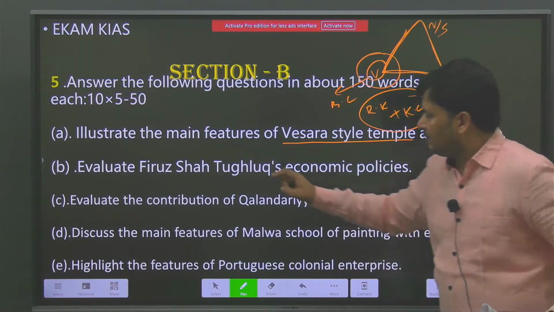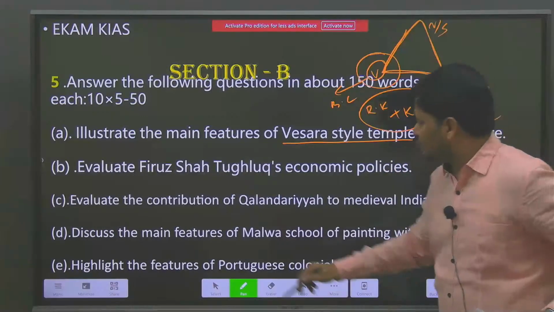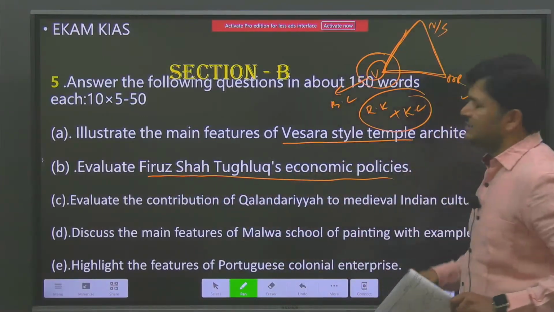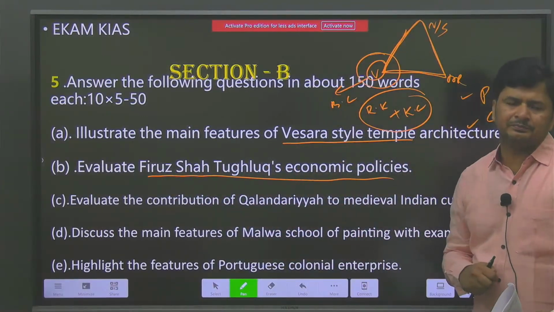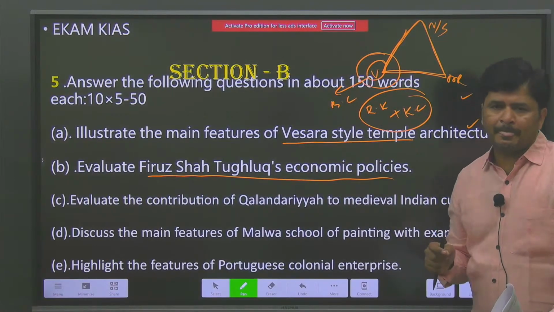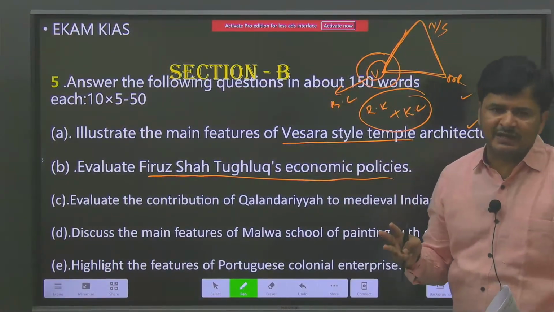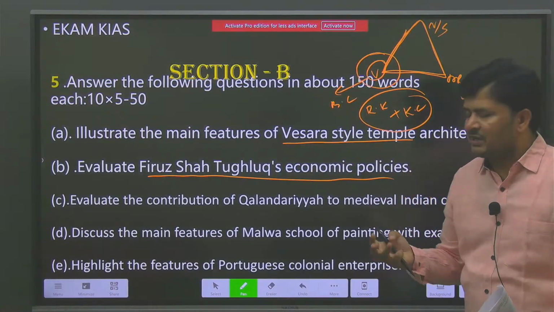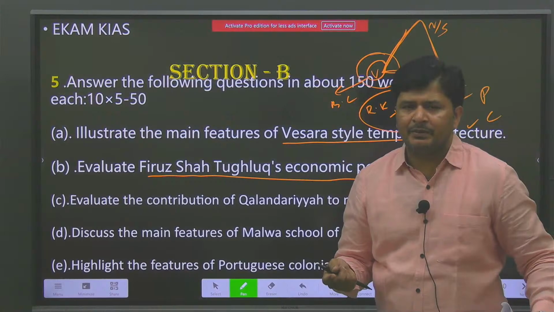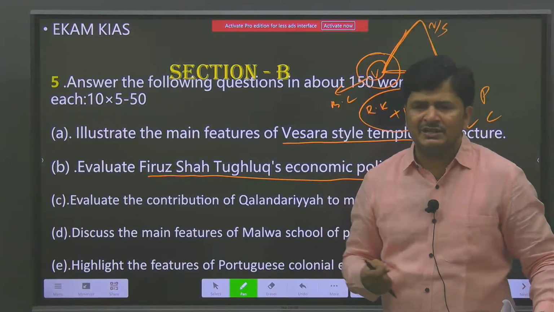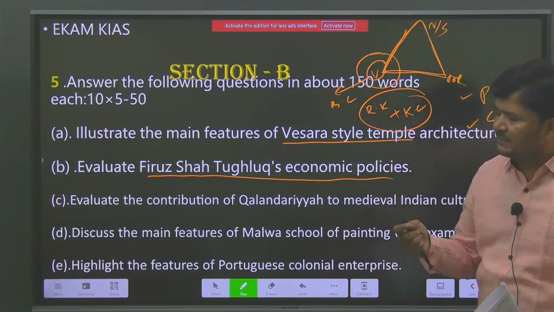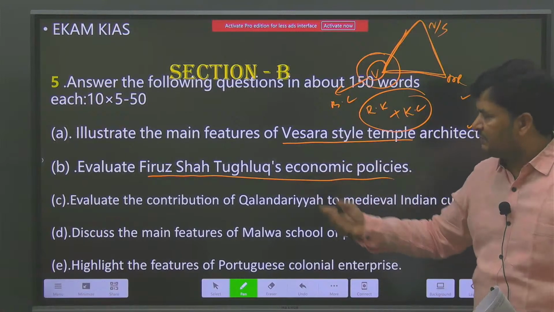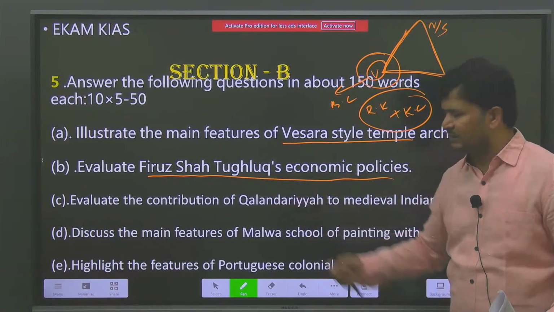Right? Second one, evaluate Firoz Shah Tughlaq's economic policies. This is another direct question. So we expected questions from three political personalities of Delhi Sultanate, as I was telling on this day. Yes, three political personalities. One by name Alauddin Khilji from Khilji dynasty, Delhi Sultanate, and second personality Muhammad bin Tughlaq, and third personality Firoz Shah Tughlaq. So Firoz Shah Tughlaq, direct question.